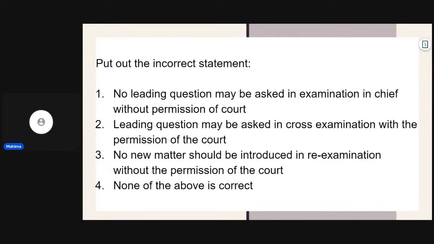Pick out the incorrect statement. No leading questions may be asked in examination in chief without the permission of the court. Leading questions may be asked in cross examination with the permission of the court. No new matter should be introduced in re-examination without the permission of the court. None of the above is correct. Incorrect. Cross examination, re-examination, examination in chief seem very easy, but when illustrations come we get confused.